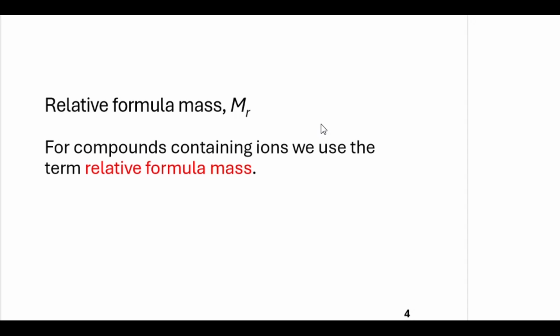So let's go further to look at what we mean by relative formula mass. I think we discussed this one in the past. Relative formula mass is the same thing as relative molecular mass, but in this case, we are talking about compounds that contain ions. For example, carbon dioxide is a molecule, so this one does not contain ions, but sodium chloride is an ionic compound. So it contains sodium ion and chloride ion. Another example is sodium hydroxide, which contains sodium ion, Na plus, and OH minus.